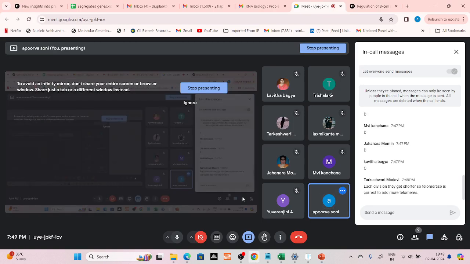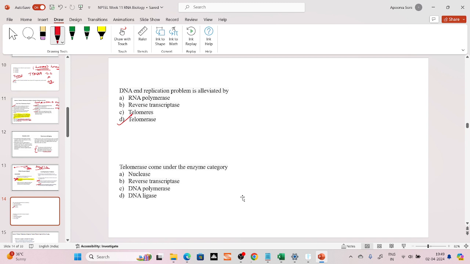Okay. Each division they get shorter. So telomerase is correct to add more telomeres. Yes. So basically, what we are saying, what is the meaning of alleviated? Alleviated means something which can be reduced or which can be made less potent or less severe.